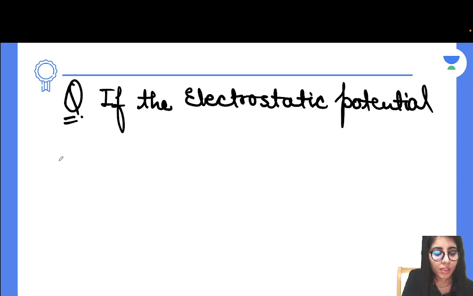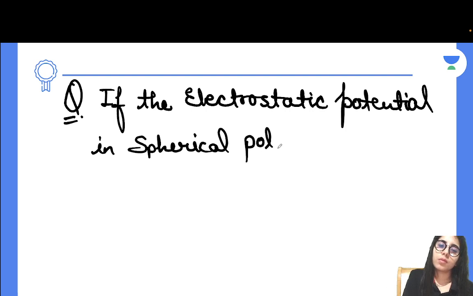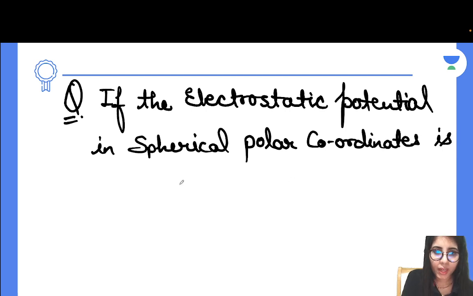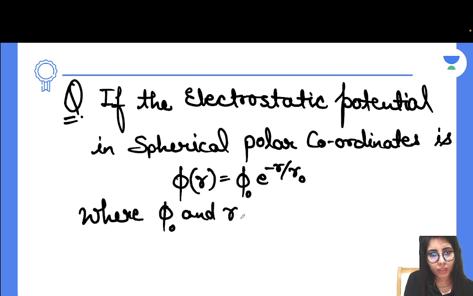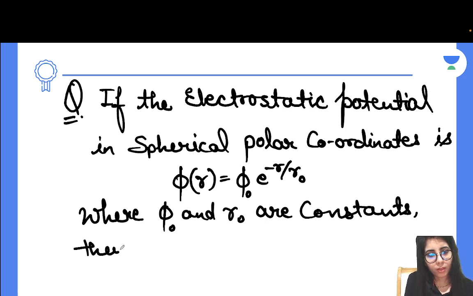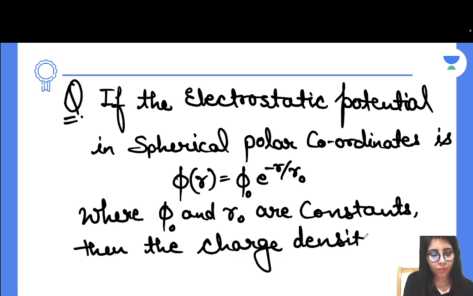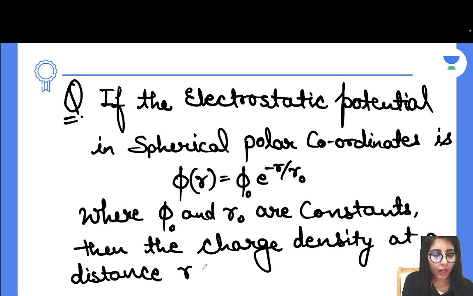that's going to be in spherical polar coordinates is phi r is equal to phi naught e to the power negative r by r naught, where phi naught and r naught are constants, then the charge density at a distance r is equal to r naught will be.